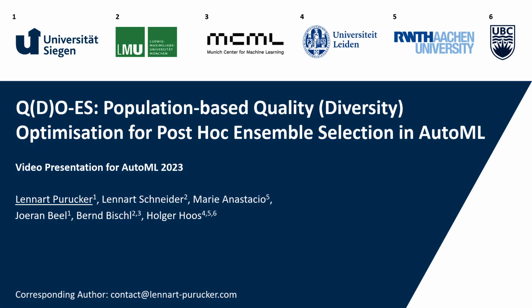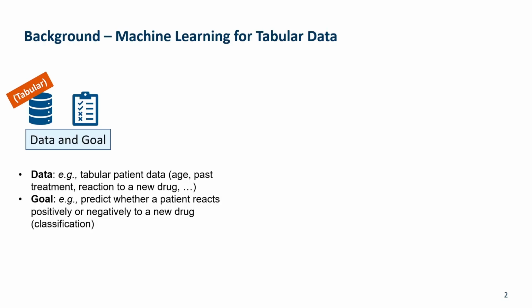Hello AutoML and welcome to this presentation of our work QDO-ES: Population-Based Quality Diversity Optimization for Post-Hoc Ensemble Selection in AutoML. Our work tries to improve the performance for a typical machine learning problem with tabular data.